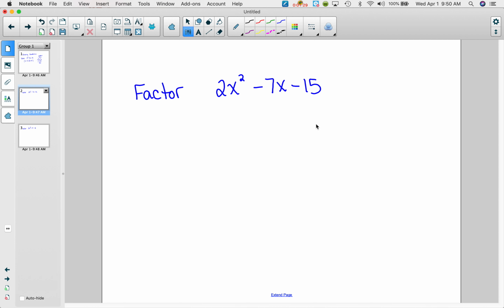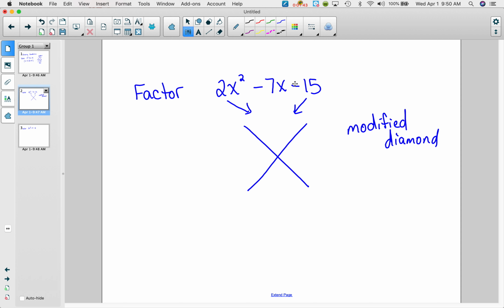So what do you do if it's not just an x squared, if you have a number out front? So what we're going to do here, and we're going to call this a modified diamond. So we're going to multiply this 2 and this 15, and it's negative. So I get negative 30 is my product. This doesn't change. This is still the sum, so a negative 7 would be the sum.